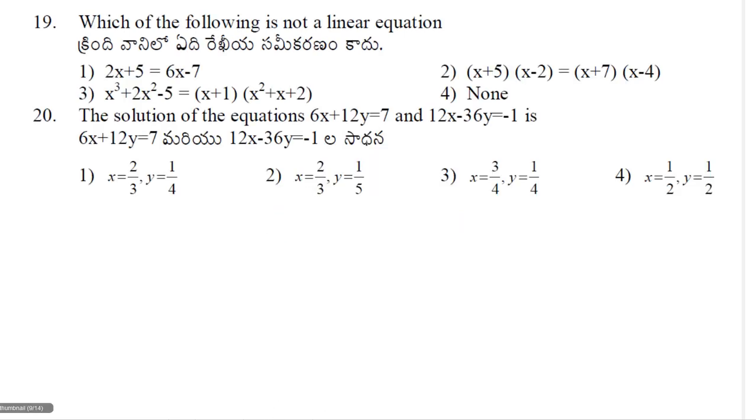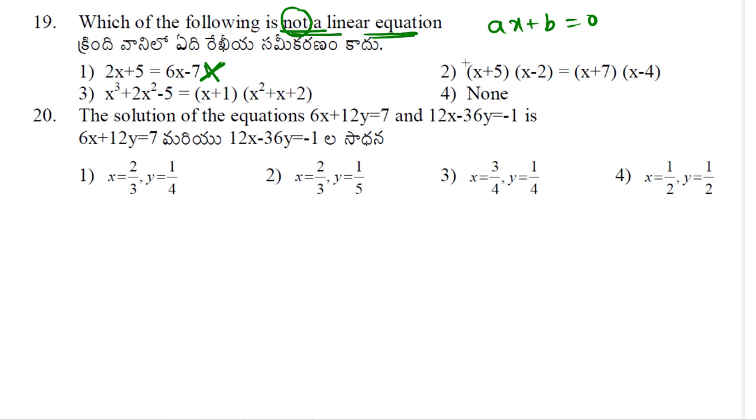Next problem. Which of the following is not a linear equation? Linear equation means the equation of the form ax plus b equal to 0. That is a linear equation. So now let us check. First one, 2x plus 5 equal to 6x minus 7. So here the degree of this equation is 1. So clearly this is a linear equation, but we need to find out which is not a linear equation. That means this is not our option.